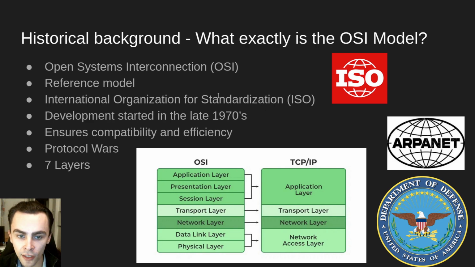ISO started working on the OSI model in the late 1970s, and officially published the OSI model in 1984. The OSI model is a reference model with the purpose of delivering a standardized blueprint that guides engineers and developers on how to develop network technology correctly in order to ensure communication compatibility across network devices from various different vendors. I will repeat this once again.